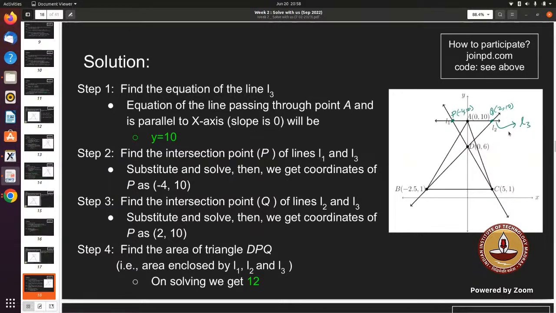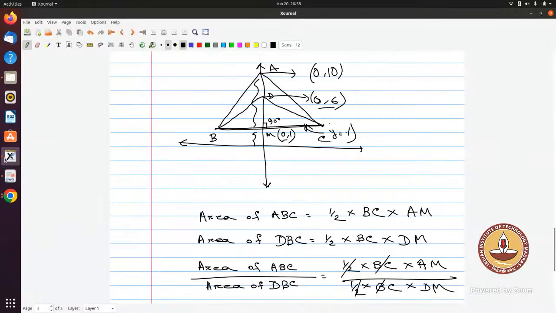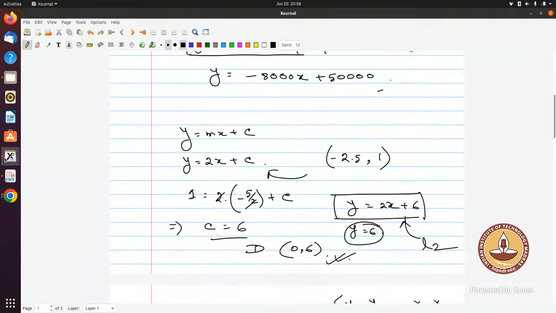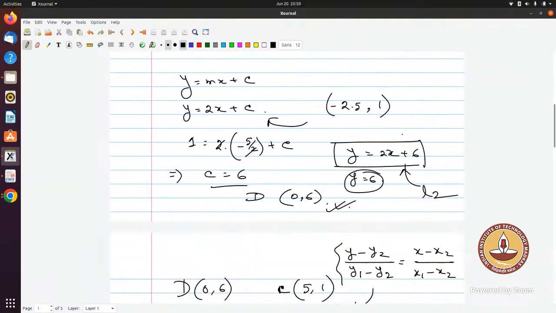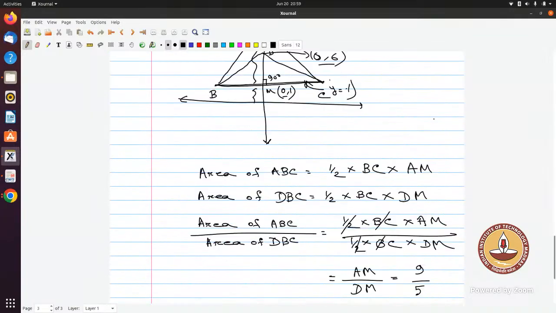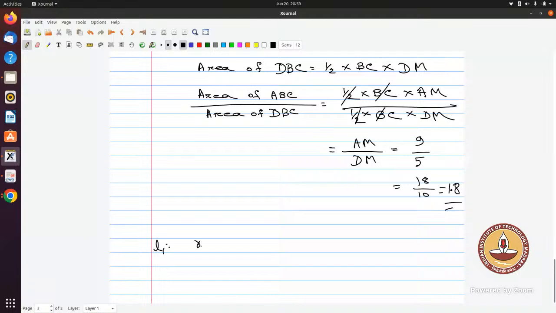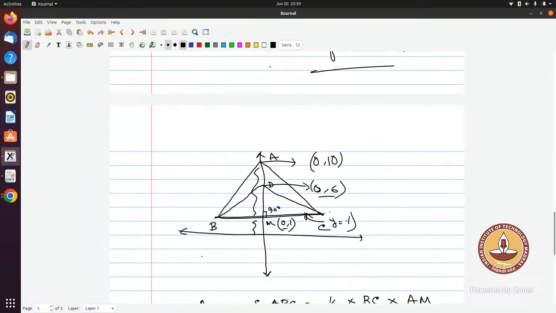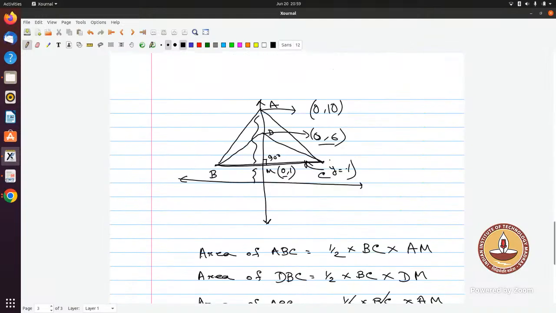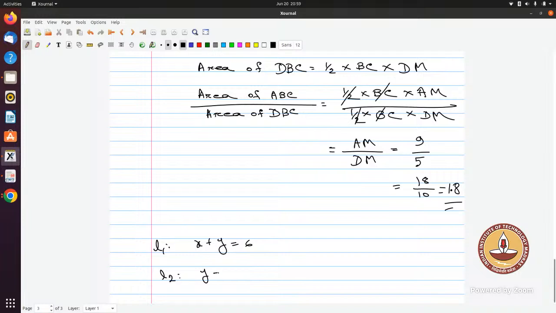Okay, so if we have these 3 points, let me do it here a little bit. The equation of L2 was y equal to 2x plus 6, and L1 was x plus y equal to 6. So let me write this. L1: x plus y equal to 6. L2, what was that? y equal to 2x plus 6. These two are the equations, right?